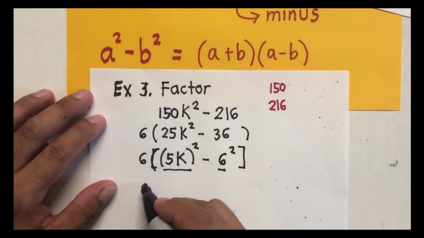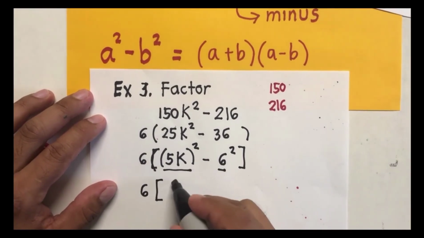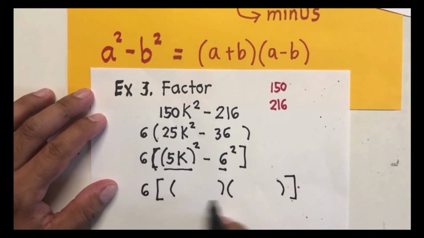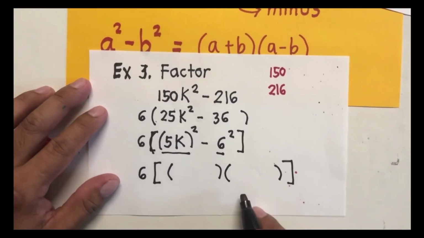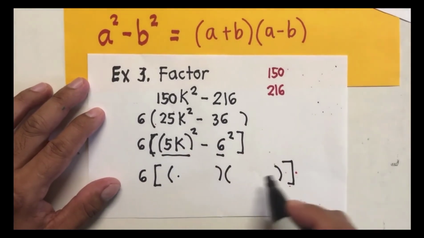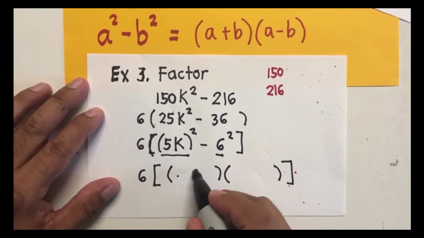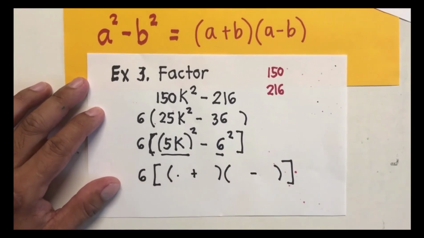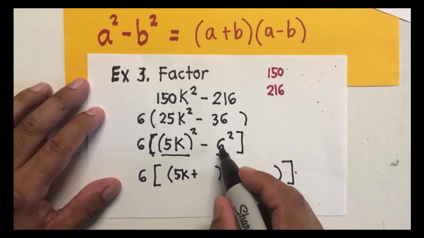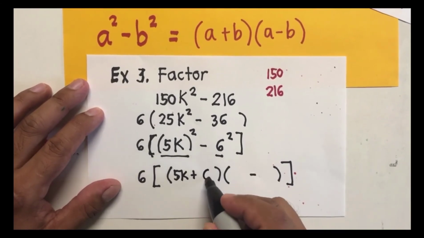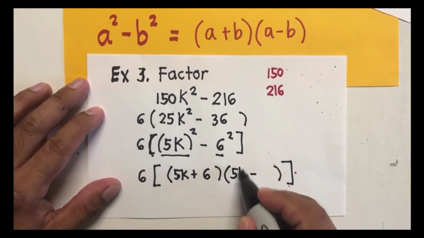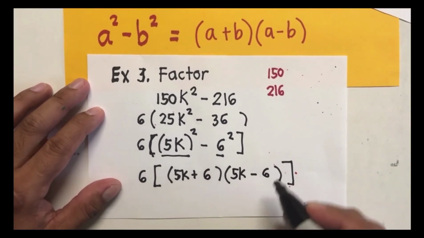So we now have 6, and so that I do not forget, I usually write the placeholder already because I know that if I have the difference of two squares, I have a plus b, a minus b here. So, this is plus here, this is minus. And then what's the first term? 5k. And then the second term is 6. The first term here is 5k. The second term is 6.